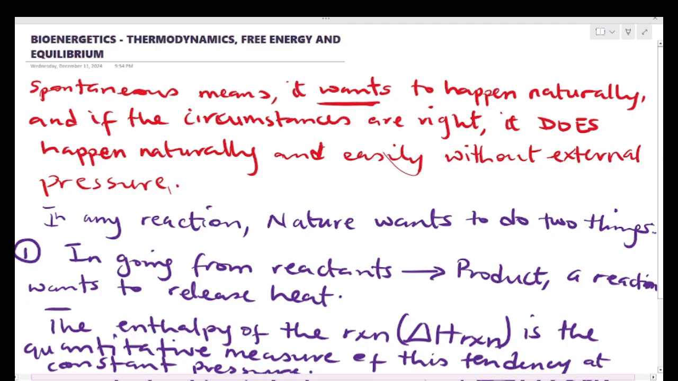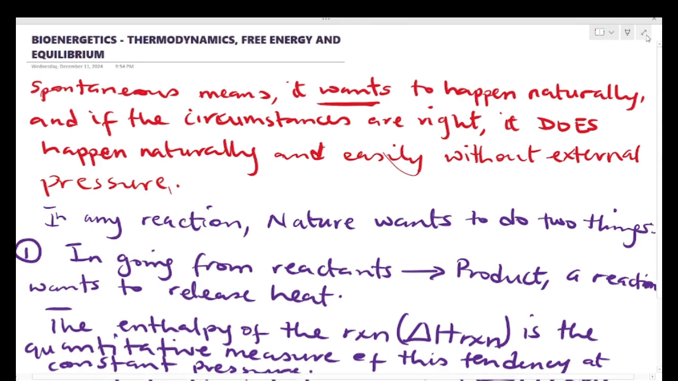But this is under ideal situation, because under ideal situation the reaction wants to release heat. So we look at number one, which is reactions going from reactants to products: a reaction always wants to release heat under ideal condition, and that speaks of the enthalpy of the reaction.